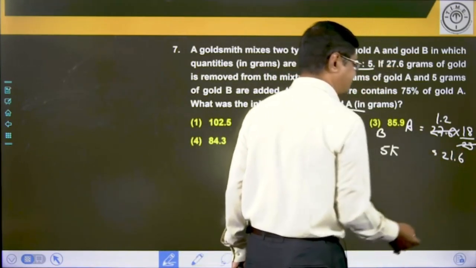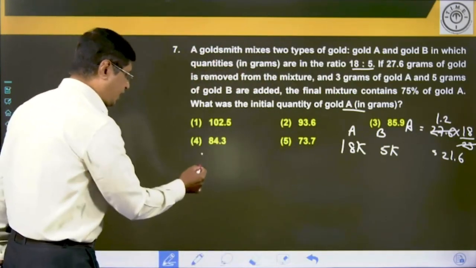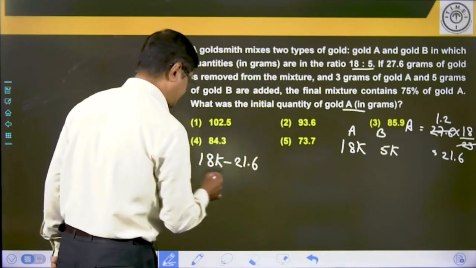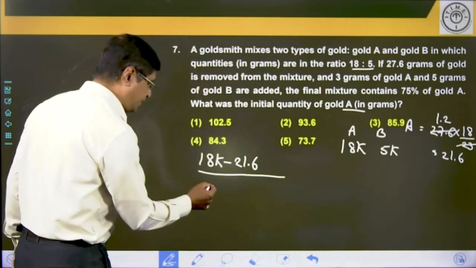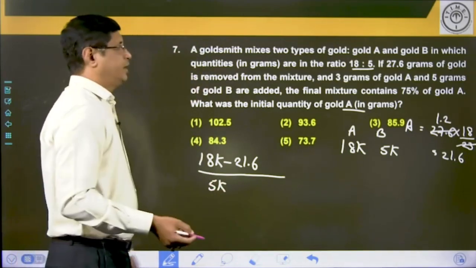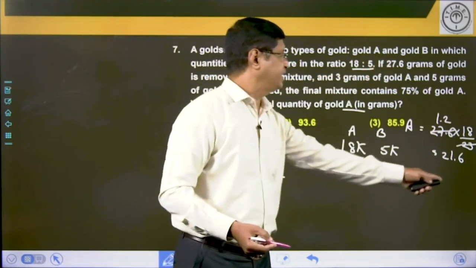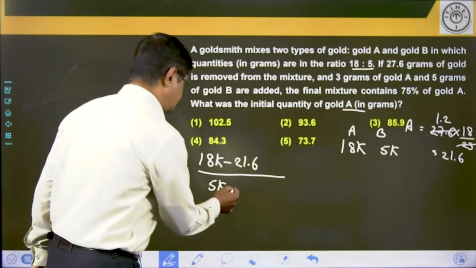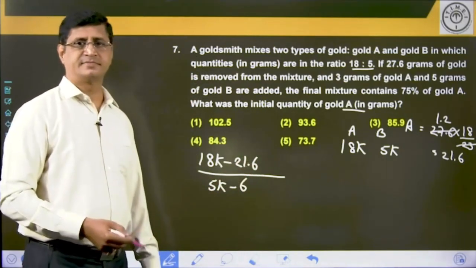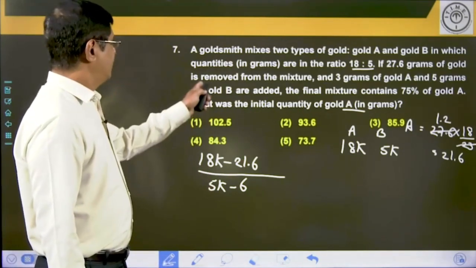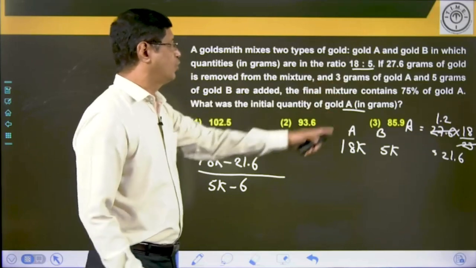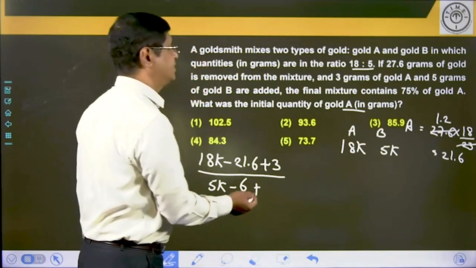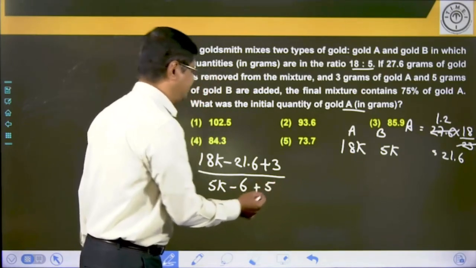216 means 21.6. So 18K minus 21.6. And what is the gold B? That is the 5K minus 27.6. 21.6 is gold A, so the remaining is gold B, 6. Then what happened here? Now 3 grams of gold A and 5 grams of gold B are added. Here 3 grams added, whereas on the other side 5 grams of gold B added.